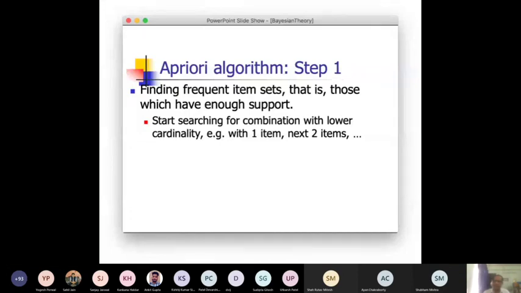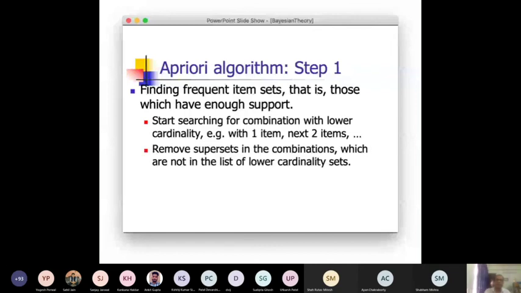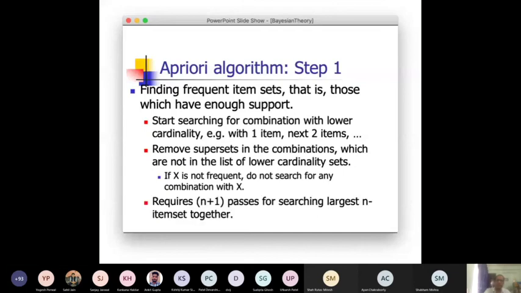So you are eliminating many possibilities in the combinations from the beginning, in a greedy kind of approach, and you proceed like this by cardinality. You remove supersets in the combinations which are not in the list of lower cardinality sets. Which means that if X is not frequent, do not search for any combination with X. It starts with 1 item, not only 2 items, and you go through these steps. If you have in total n item sets, it requires n plus 1 passes for searching the largest n item set together.